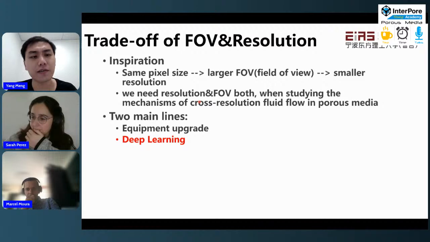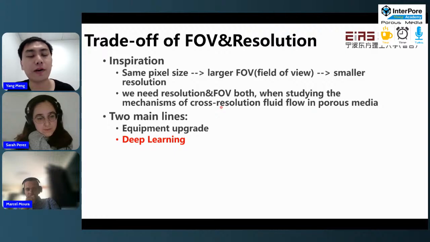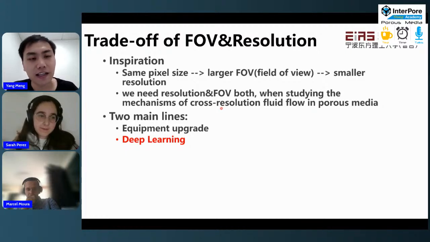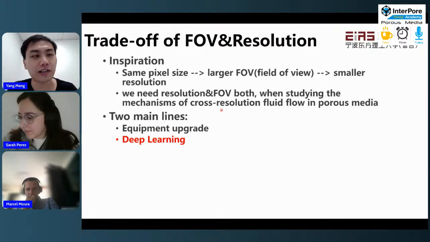But what if we want to overcome this trade-off, especially when we're studying the mechanism of cross-resolution fluid flow in porous media? The equipment is upgrading very fast, but that's not what I want to share today. I'd like to share how we can use deep learning technology to do this task.